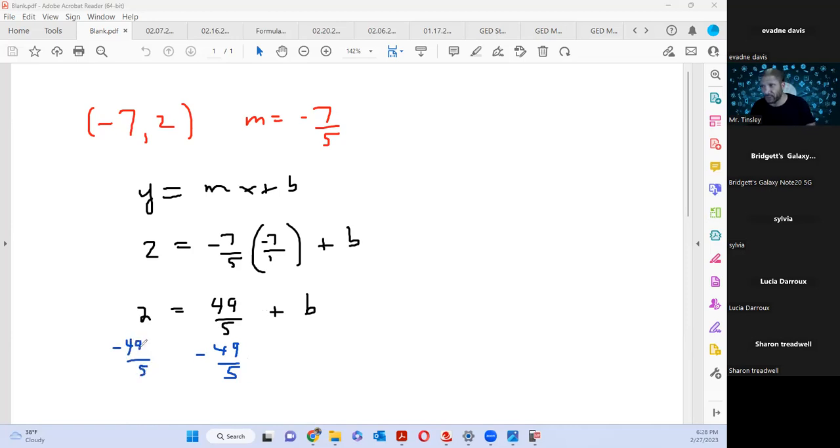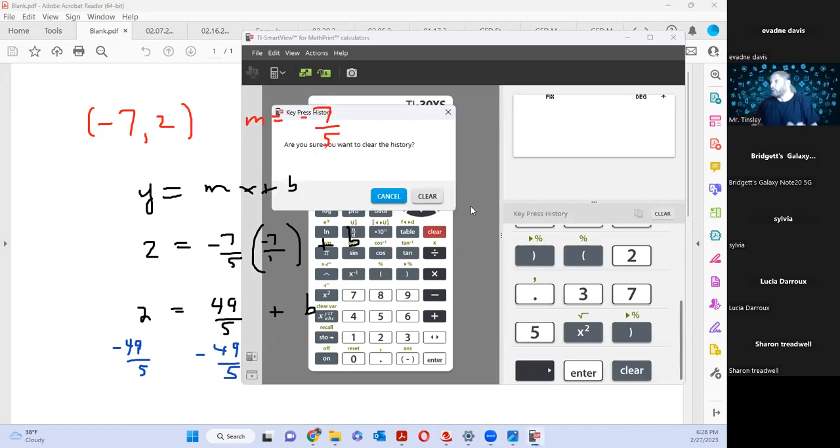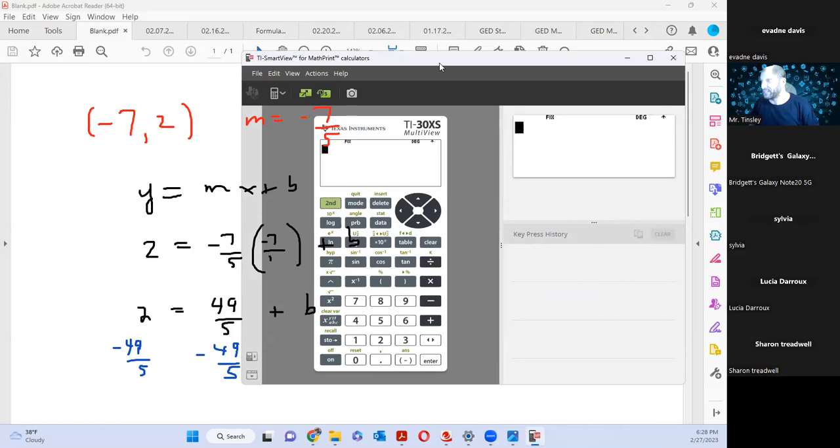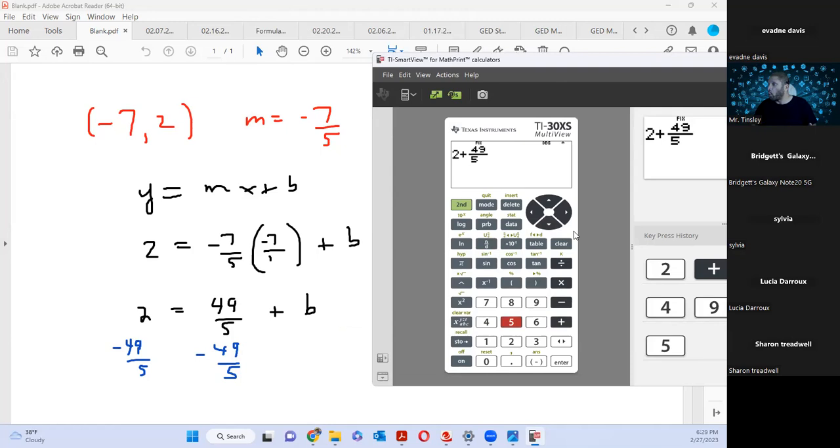Hold on, Mr. Tisley, what the heck do I do now? This is why I said you must know your fractions. This is why you must know how to use your calculator. Because first we have to remember, to add or subtract fractions, you must have a common denominator. But guess what? I don't want to do all that work right now. I have my calculator. In one of the first lessons, Mr. Tisley has in his ebook how to do all the operations with fractions. So 2 plus 49 over 5. Don't waste your time trying to do this by hand.